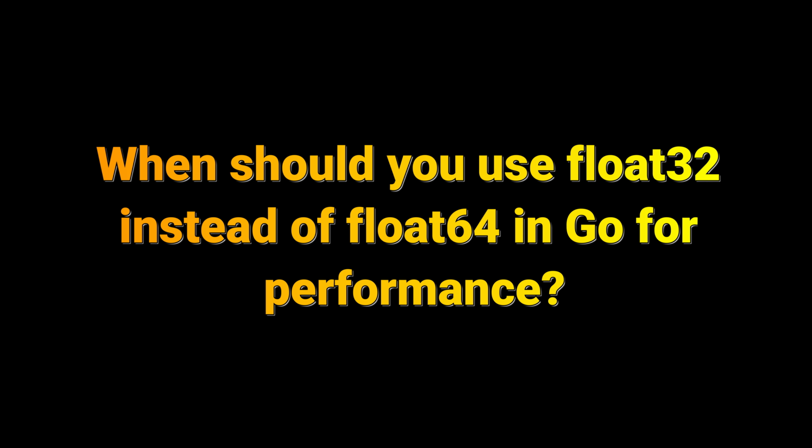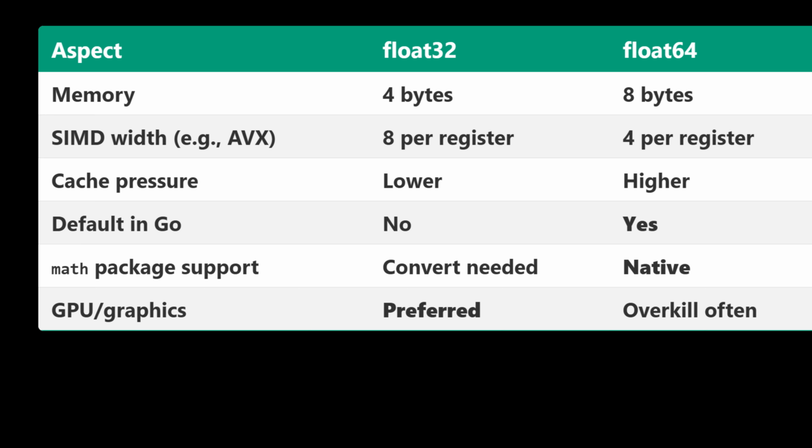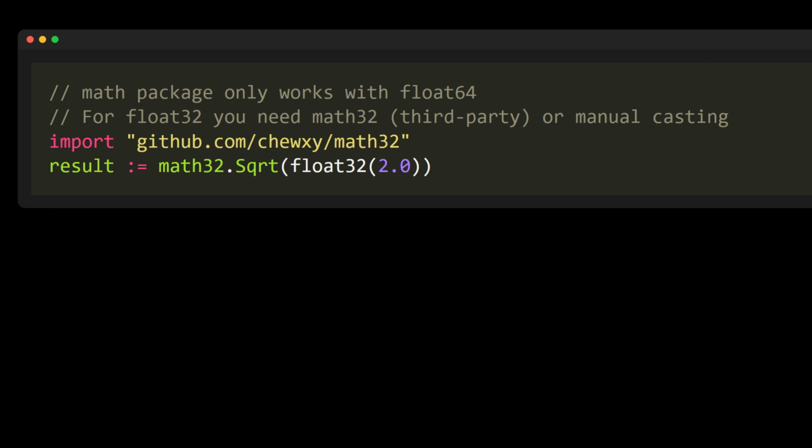Question: when should you use float32 instead of float64 in Go for performance? You should use float32 when memory use and cache performance are important, such as in large arrays, graphics, or GPU-related work. Float32 uses half the memory of float64 and allows more values to fit in CPU vector registers. However, Go uses float64 by default, and the standard math package works only with float64. Using float32 often requires extra conversions or third-party libraries, so float64 is usually the better and simpler choice unless performance or memory really matters.